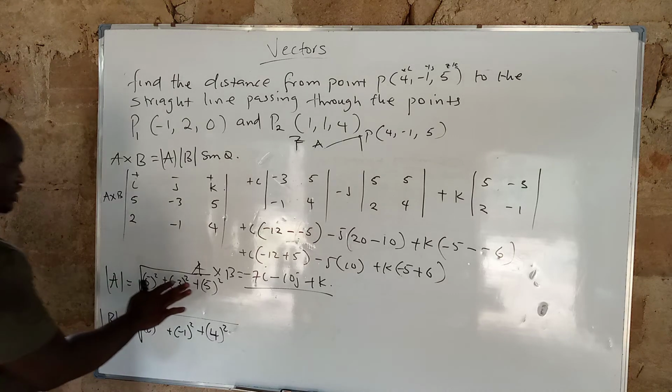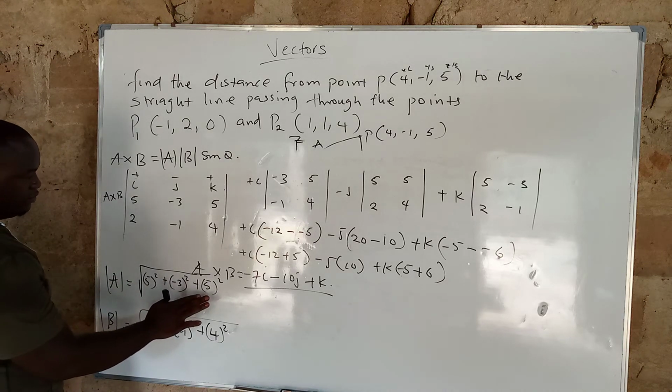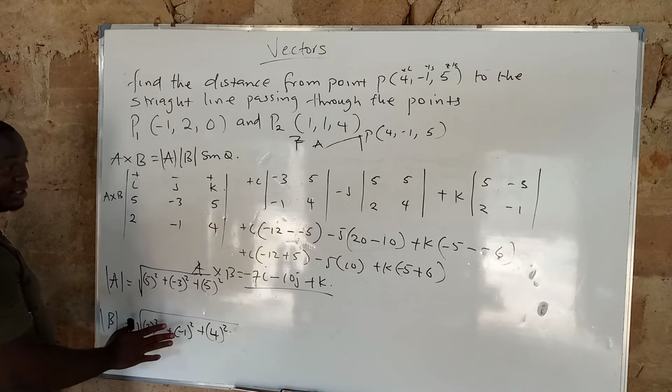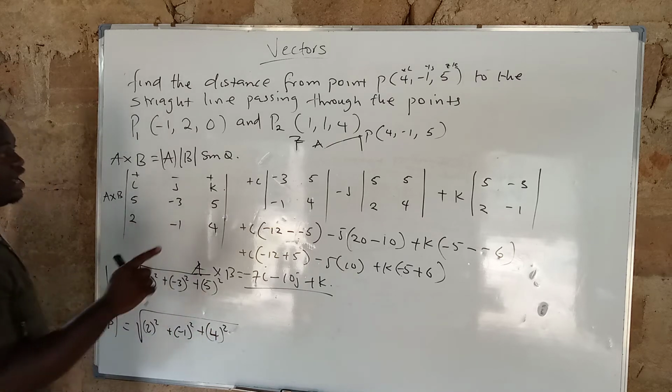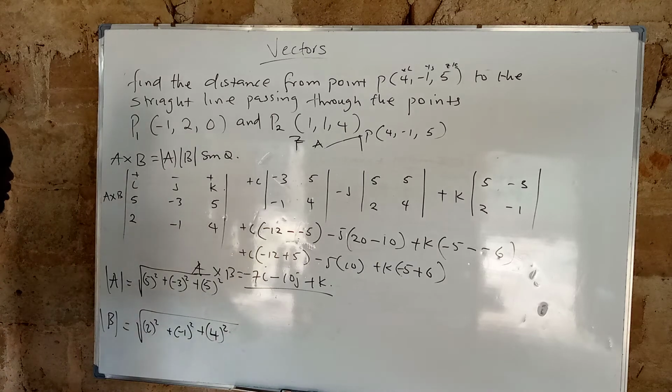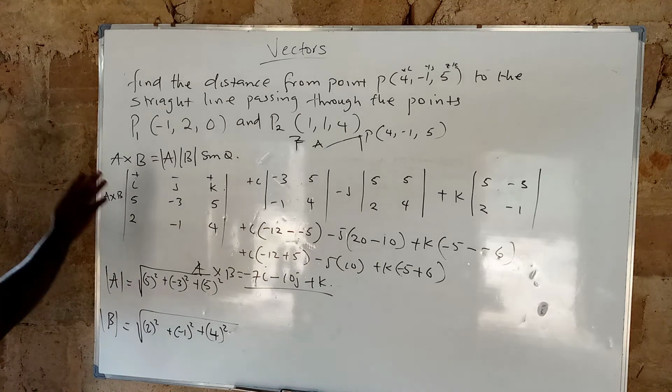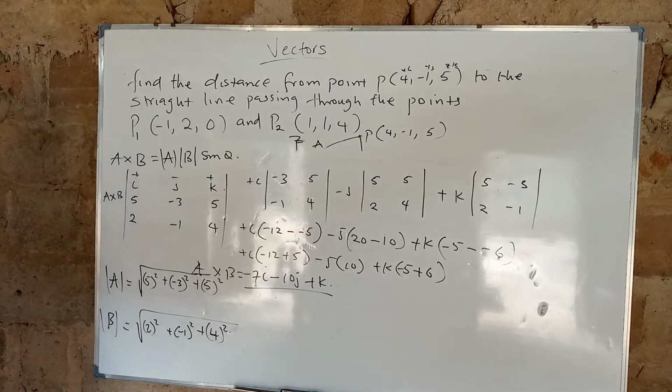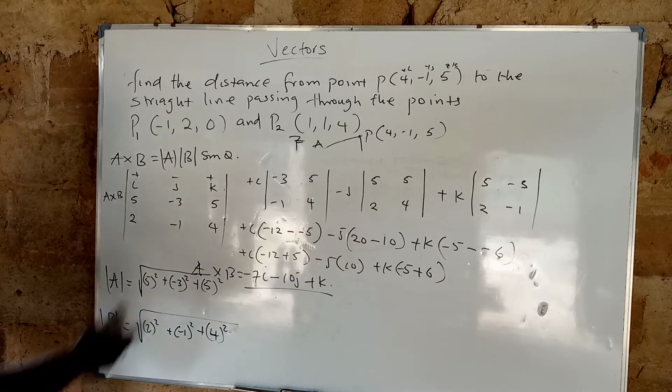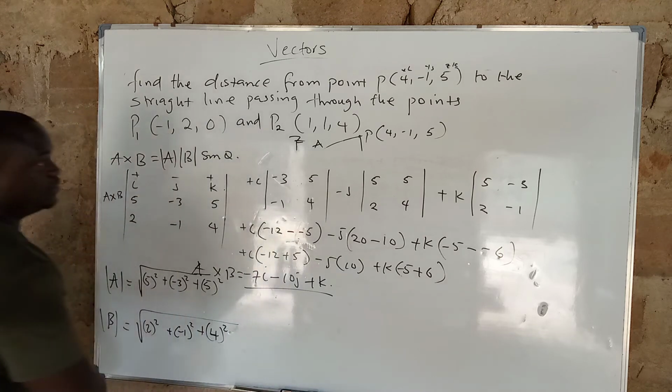Now, I made a simple mistake here. First, get the magnitude first. But there's another simpler way. I remember how we used to solve it from the last semester. The simpler way is, since it's distance, oh my God, and I've cleaned it. You're not supposed to clean it.